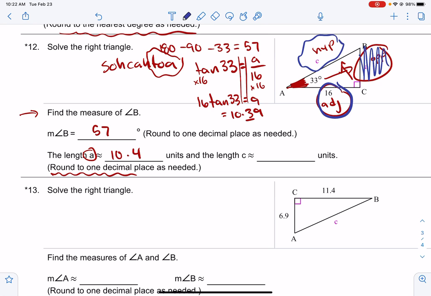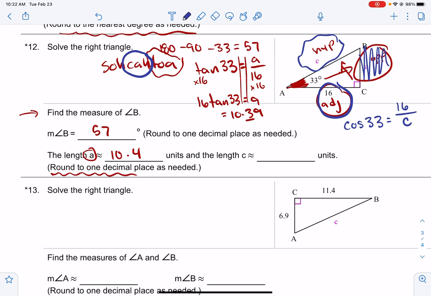So I'm going to look for the trig function that uses adjacent and hypotenuse. So what uses A and H? That's this one in the middle, cosine. So I'm going to write cosine and then my angle, 33, equals cosine wants adjacent on top and hypotenuse on the bottom.